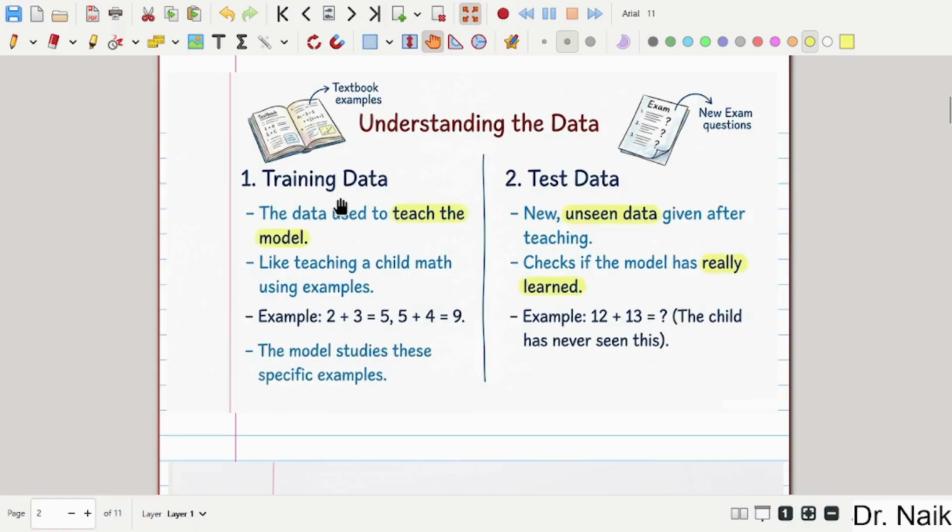Training data is like a teacher teaching a child a math problem. For example, a teacher is teaching the addition concept. So he teaches the child with many examples. For example, 2 plus 3 is 5. 5 plus 4 is 9. The child looks at these examples and tries to understand the concept. Similarly, the model studies from the examples given to it, that is, from the training data.